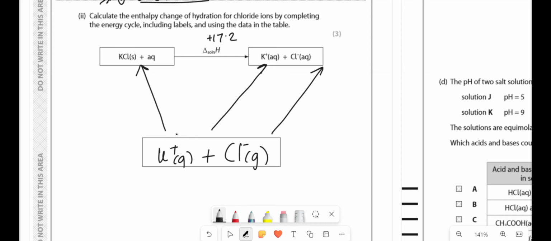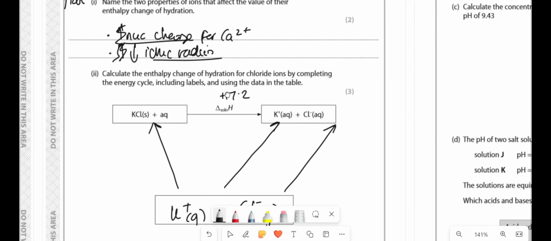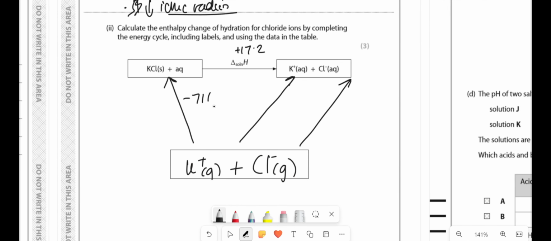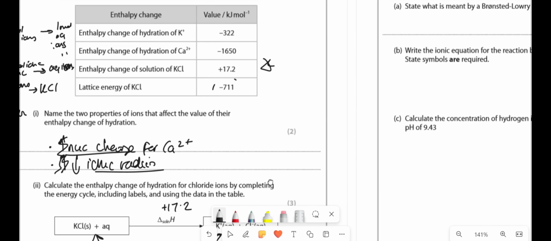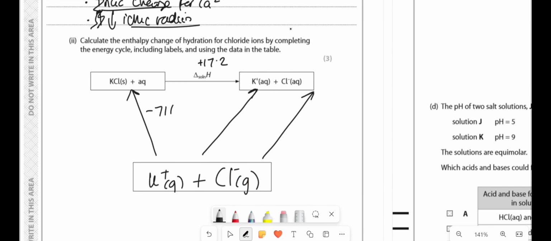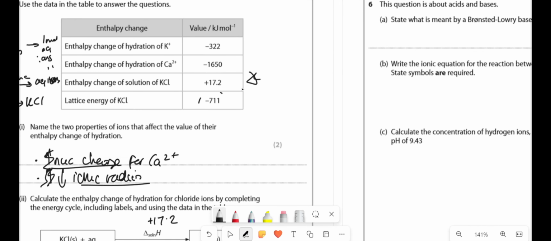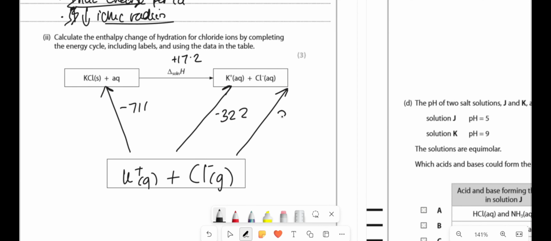So then what you do is you put the numbers in. This is the lattice enthalpy of formation energy, so that's minus 711. This is the enthalpy of hydration for potassium ions, which is minus 322. And then we don't have it for chloride, that's for calcium. So we don't know what that is, so it's going to be X. The question wants us to find the enthalpy of hydration of chloride ions, which is gaseous chloride ions to aqueous. So that is our X.